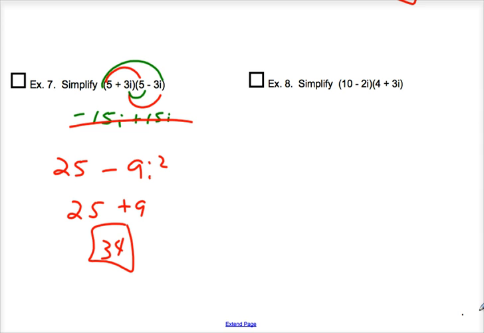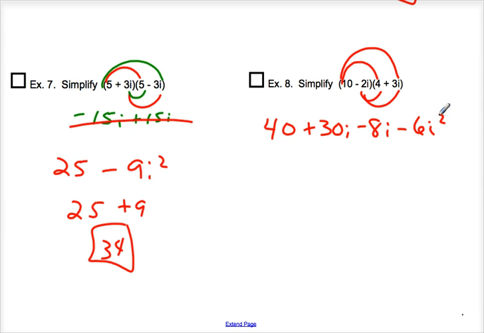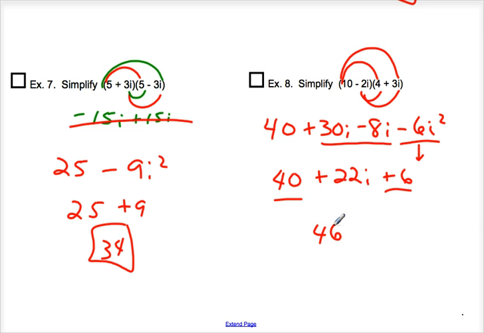Example 8, we don't have conjugates, so here you're actually going to FOIL it out. 10 times 4 is 40. 10 times 3i is 30i. Careful here, that's a -2i. -2i times 4 is -8i. -2i times 3i is -6i squared. i times i is i squared. Let's simplify what we can here. 40. Those go together to make 22i. This right here turns into +6. -6i squared is just a +6. The i squared goes away. And then I can put the 40 and 6 together to get a real number of 46, and an imaginary term of 22i.